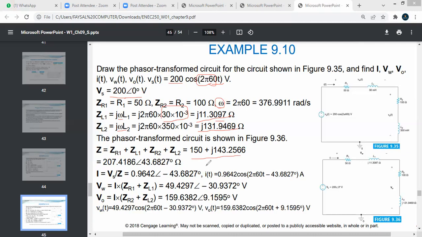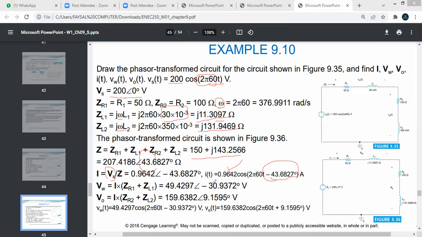Now finding the current. As we know, current equals Vs upon Z. So Vs is divided by this impedance value, and then IT is given as 0.9642 into cos of this value. So this is my amplitude value, and this is my negative 443 point this one, which is my angle or phase shift value.